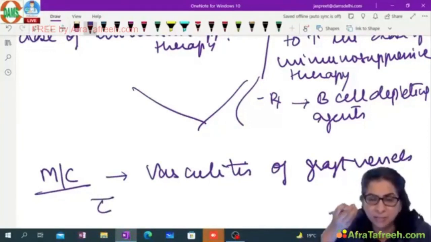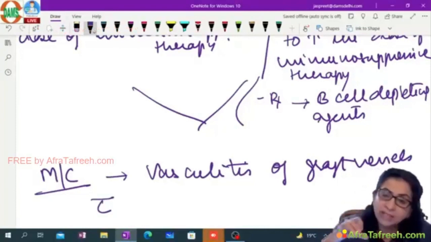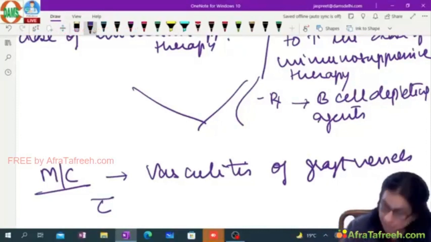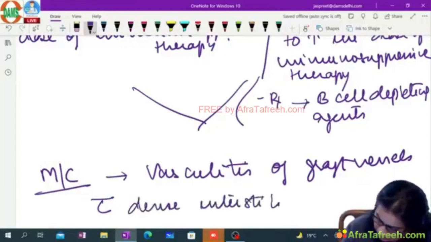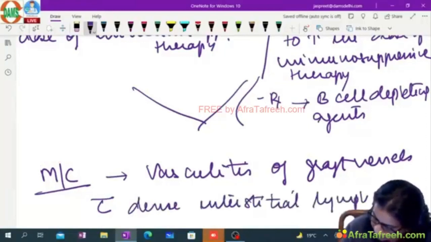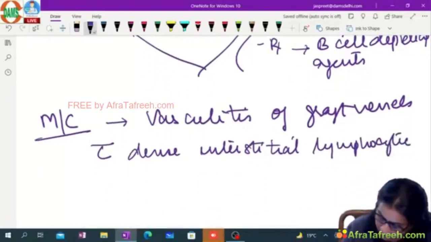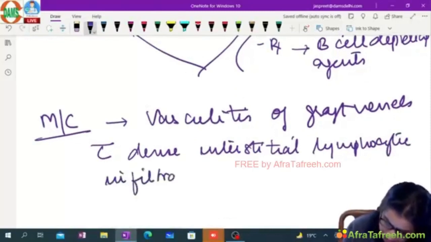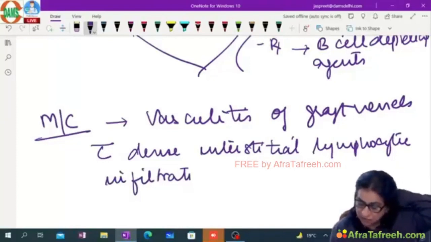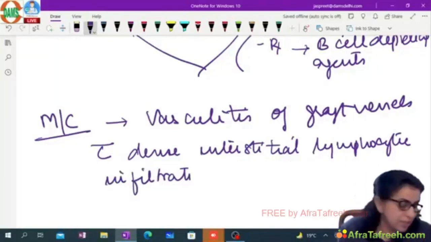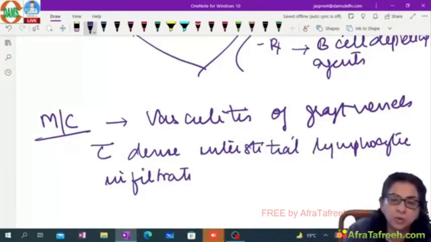If you look at the kidney, number one, the blood vessels will be inflamed, so vasculitis of the graft vessels, and two, in the graft there is dense interstitial lymphocytic infiltrate. So this is the microscopy: vasculitis of the graft vessels with dense interstitial lymphocytic infiltrate. So this is acute rejection, which is of two types, acute cellular and acute humoral.